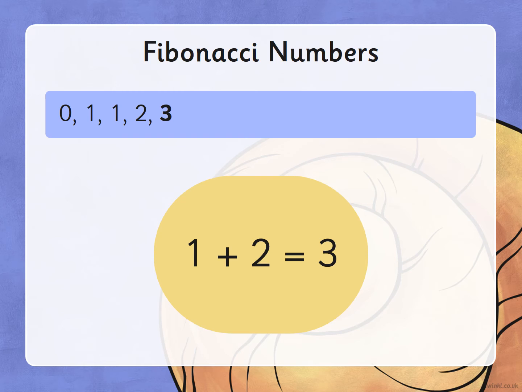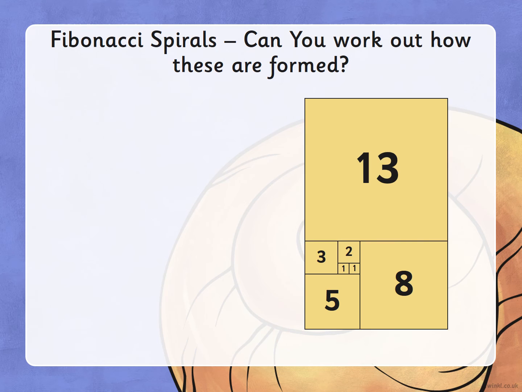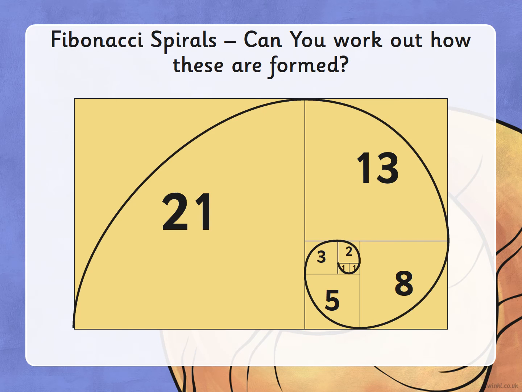We now have 2 and 3. We add that together. What's the answer? Of course, 5. So that's the next number in the sequence. And so it continues. The numbers get bigger each time. Fibonacci spirals. Can you work out how these are formed? Do you recognize the numbers?